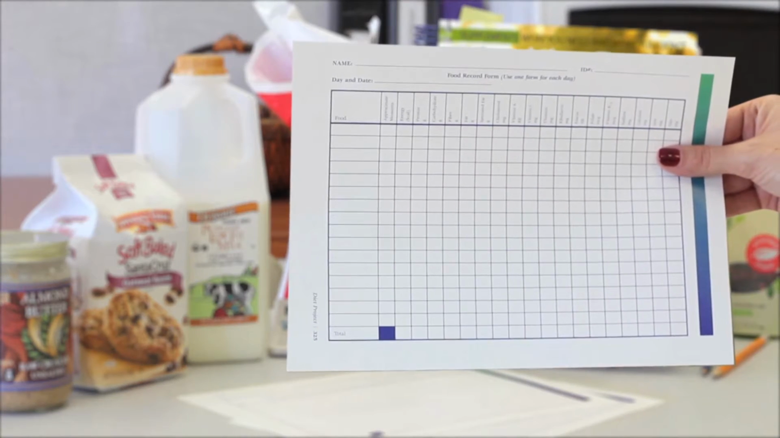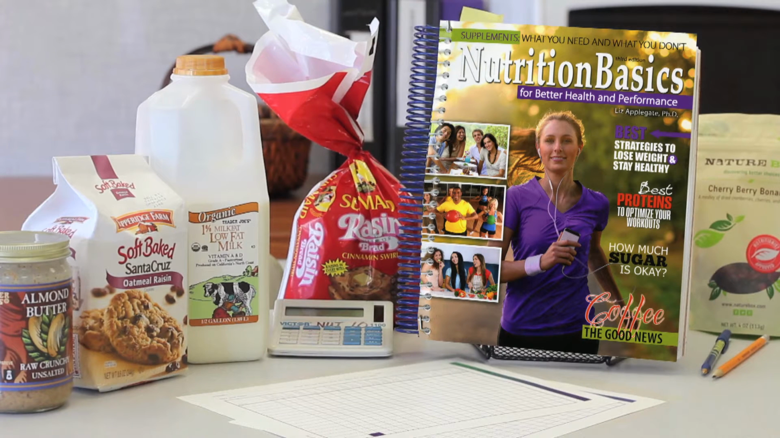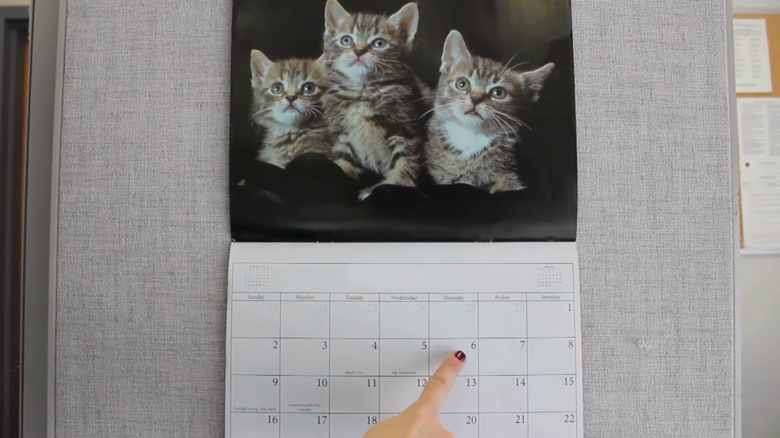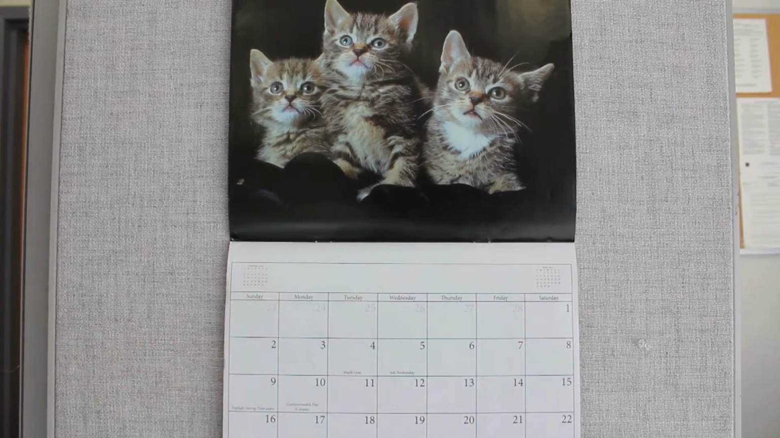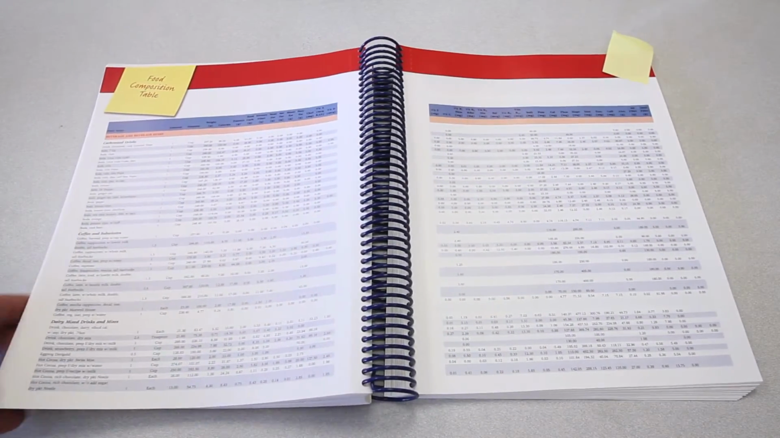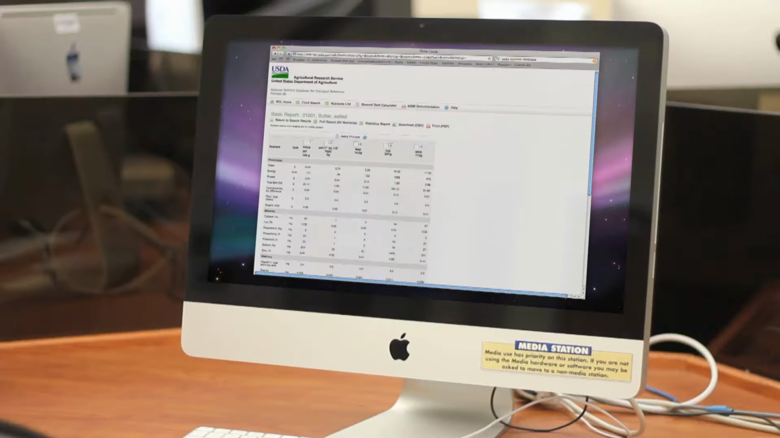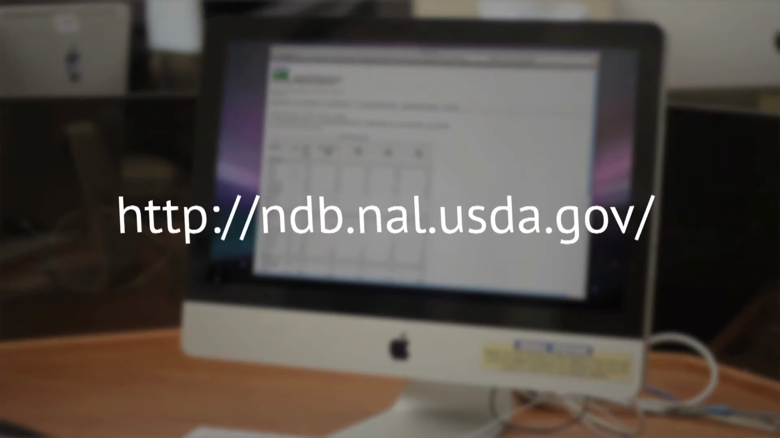The first thing you want to do is to complete your food record forms. For this project, you will need to record your diet for 3 consecutive days, including 1 weekend day. So you can either choose a Thursday, Friday, Saturday sequence or a Sunday, Monday, Tuesday sequence. You can find the nutrition information for all of these food items in the back of your workbook, starting at page 312. If you cannot find a food item, you may refer to the USDA website.